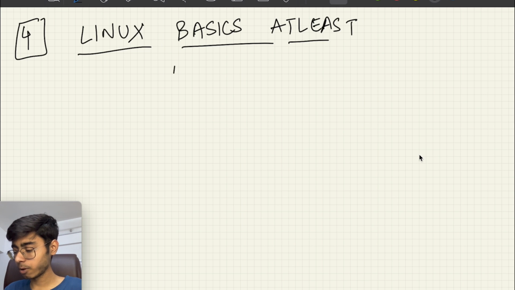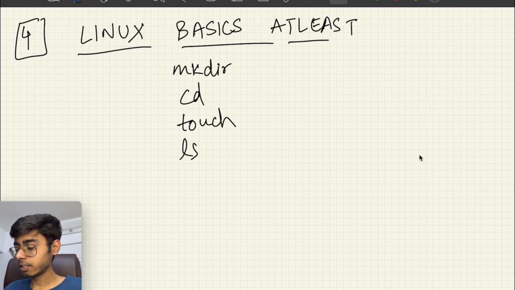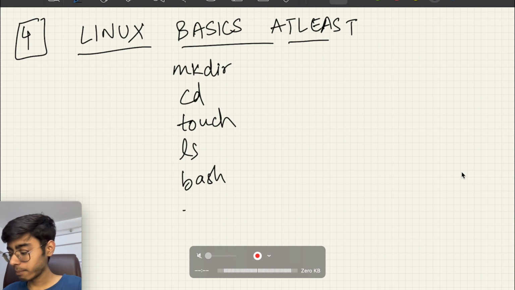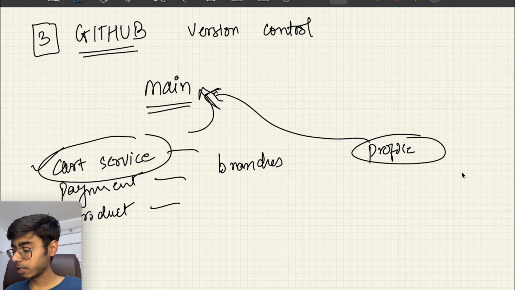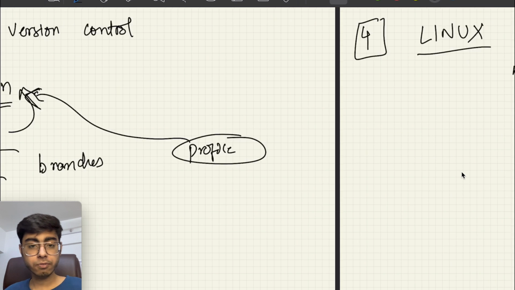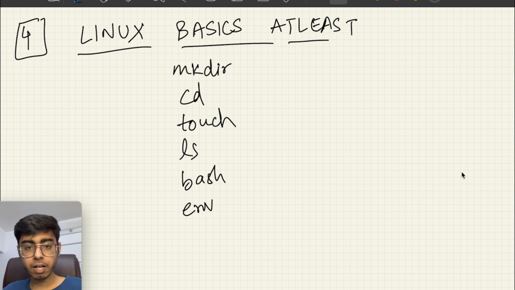You should be learning about the mkdir command, cd command, touch command, then the ls command, right? So these are basic commands I should know. What is bash? What are environments, right? What is an env file? Or in GitHub you should be learning about the .gitignore file, right? So what is the .gitignore file? These are the basic commands I should be learning. How to create a bash profile file, right? So this you should be learning.